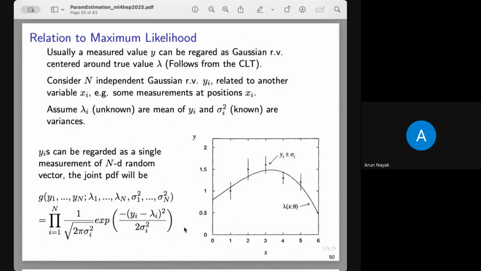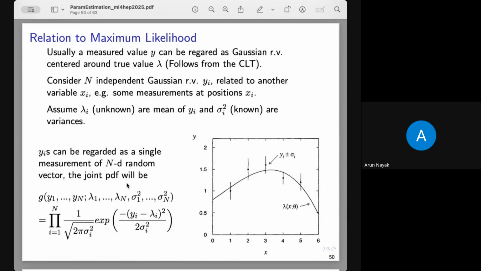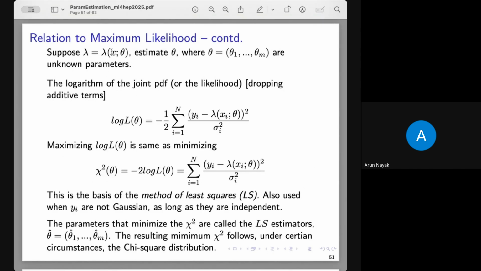Now suppose these lambda i's are values as a function of x, with some parameter theta. So we can write lambda as a function of x given some parameter theta, and our aim is to estimate these parameters theta. This can be one parameter or more than one parameter, a vector of parameters.